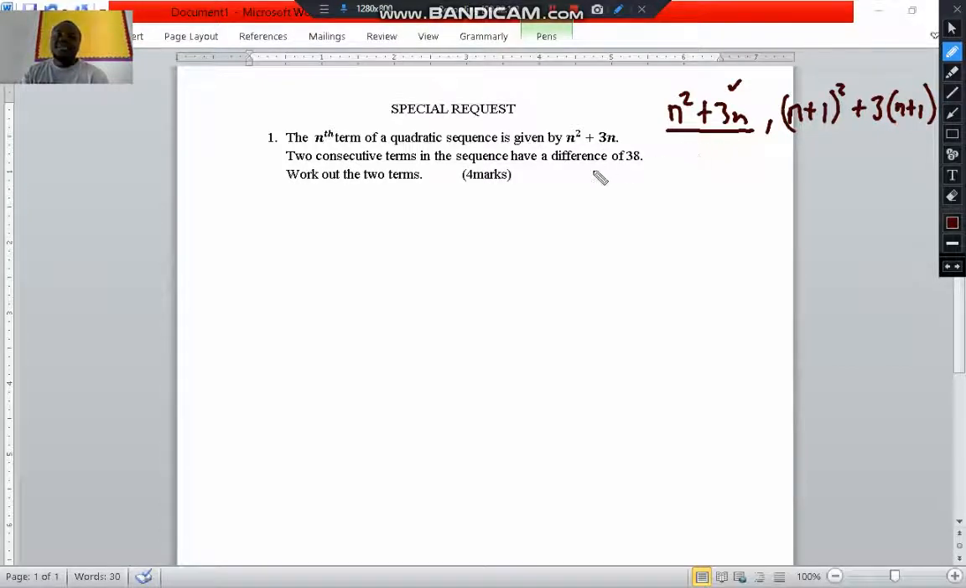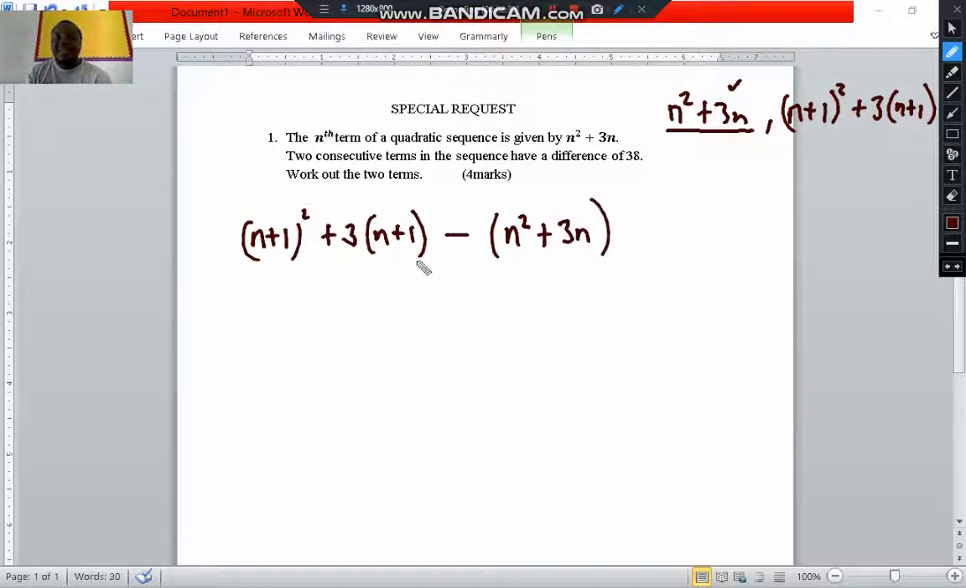Now the question says the difference between two consecutive terms. So we are going to say the difference: n plus 1 squared plus 3 times n plus 1, take away this same sequence here, which I'm going to put in brackets because it's got more than one term. This difference is going to give us 38. The most important thing is knowing that the position has to increase by 1.